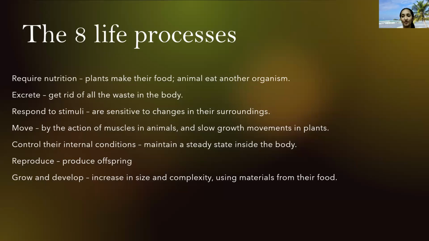The 8 life processes are: nutrition, where plants make their food and animals eat other organisms; excretion, getting rid of all the waste in the body; responding to stimuli, being sensitive to changes in their surroundings; movement, by the action of muscles in animals and slow growth movements in plants; controlling their internal conditions, maintaining a steady state inside the body; reproduction, producing offspring, or in simple words, babies; and growth and development, increasing in size and complexity using materials from their food.